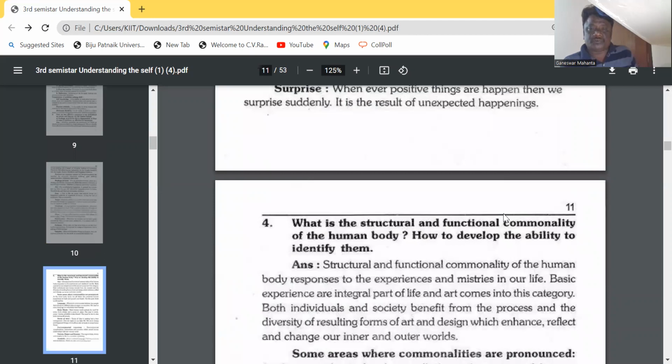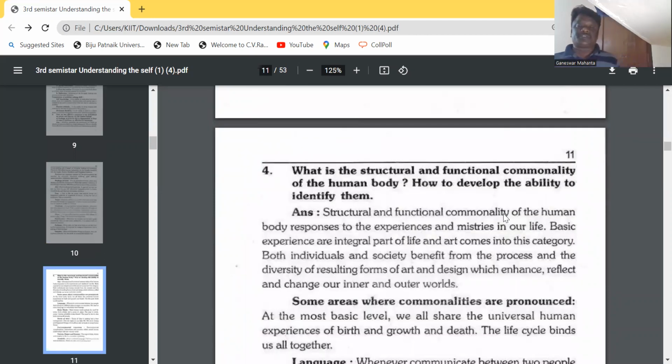Next, question number 4. What is the structural and functional commonality of a human body? How do we develop the ability to identify them? Structural and functional commonality of the human body responds to the experiences and mysteries in our life.